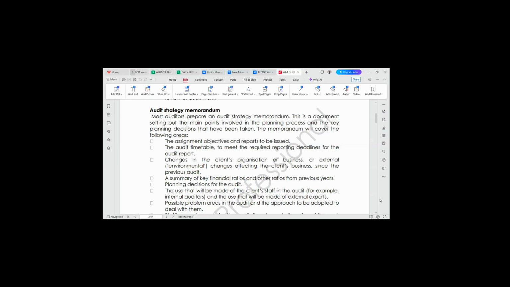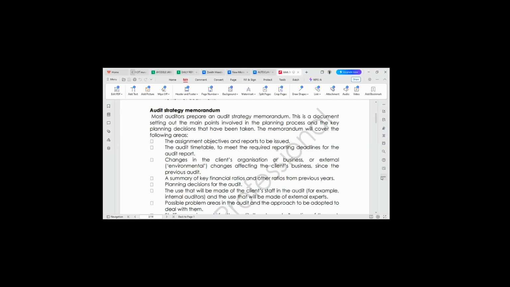Summary of key financial issues. That is what we call the analytical review procedures. What that implies is that the ratios will give you insight into the performance of the organization. You need to analyze the company, whether the company is doing well or not. All right. The use to be made of the client staff. That is, you are going to talk about how you intend to use the report from the internal auditors, if it exists. How do you intend to use their services or their report?